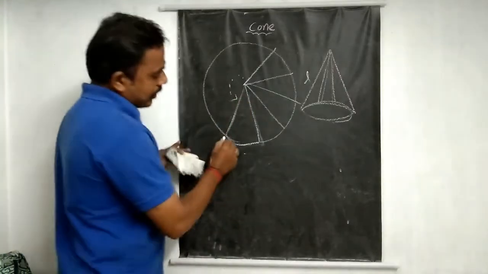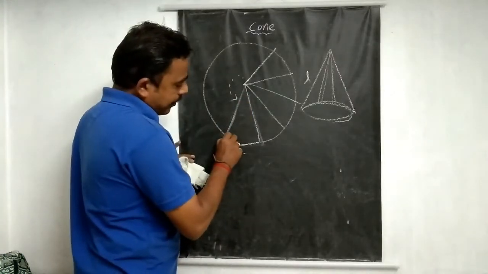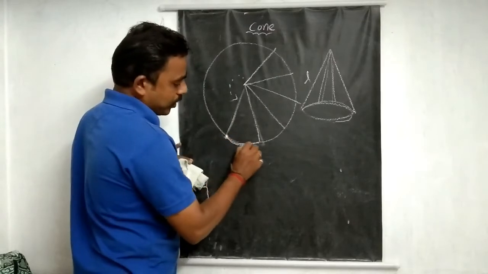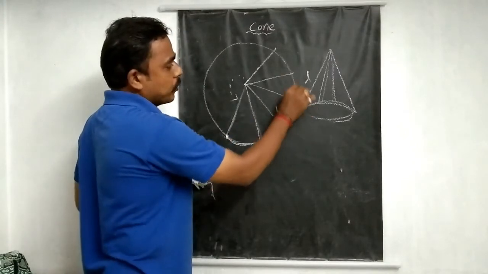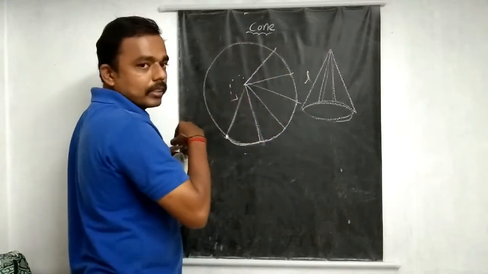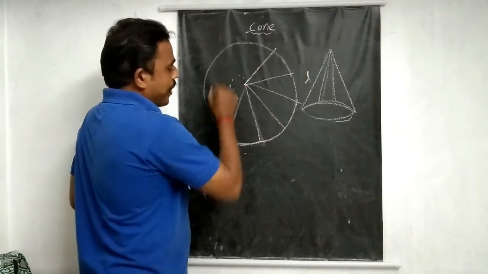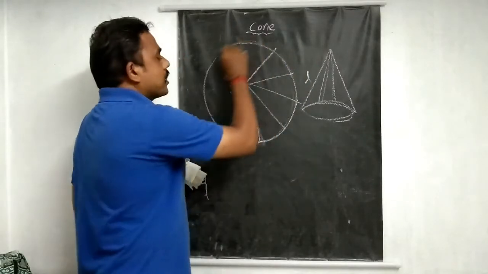So now the base is nothing but our starting point. We are going to move here, second piece, third piece, fourth piece, like that. So finally we make this, the circumference of the circle.